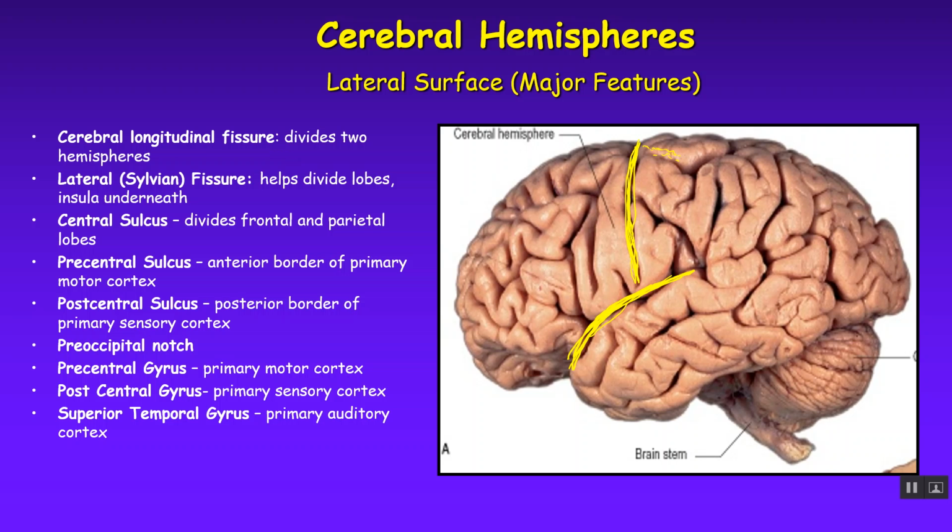So make sure you get that. If you have trouble finding the central sulcus, let me know. I can come confirm it for you. Because once we got the lateral sylvian fissure and that, everything else is pretty easy. Everybody feel like they got their central sulcus?